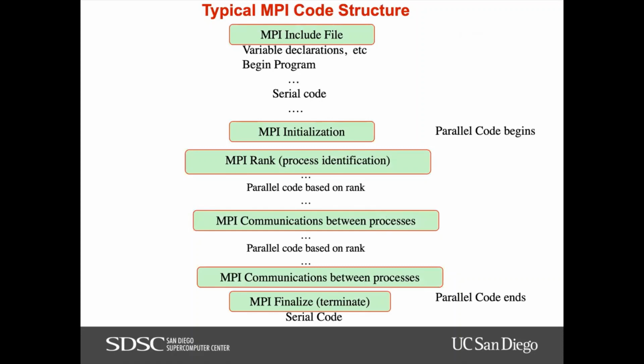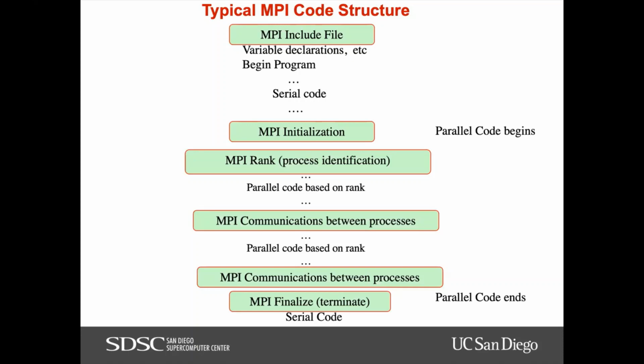So what are the typical things in an MPI code? Usually you start with an MPI include file, which has the definitions of all these functions and variables. After the include file, you can do your normal declarations, and then do an MPI initialization. Once the MPI init happens, it's the parallel code from there on.